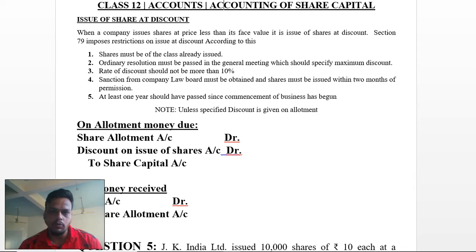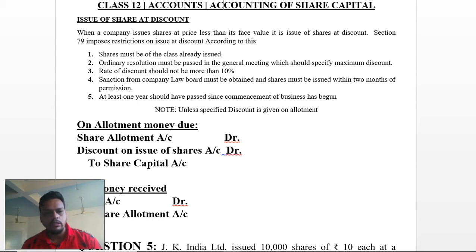Above 10% it is not allowed according to section 79, and in that you should be already share issued person, you should be already existing in the market with the shares, and then the ordinance should be passed in general meeting, where it has to be specified that how much discount you are going to provide, and then you have to make sure that the discount should not be more than 10%, and according to rules and regulations of Companies Act, you have to issue these discounted shares within 2 months of permission from the resolution, and discount only can be provided if your organization is 1 year old or 1 year plus old, then only you can specify this.